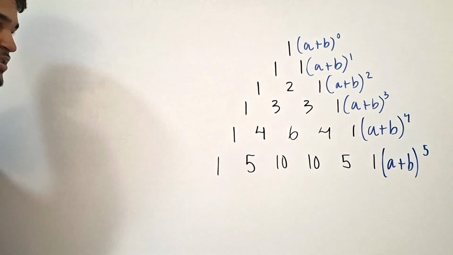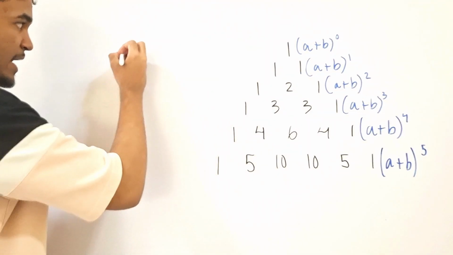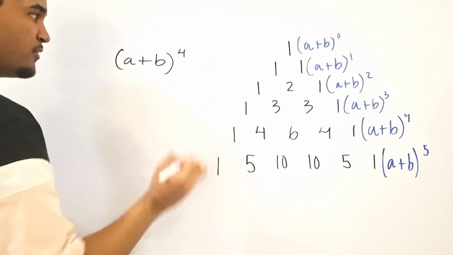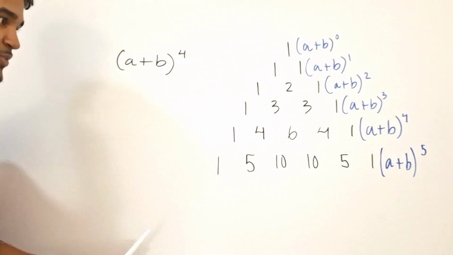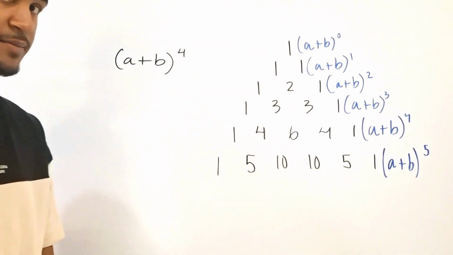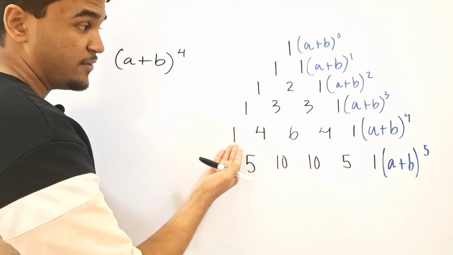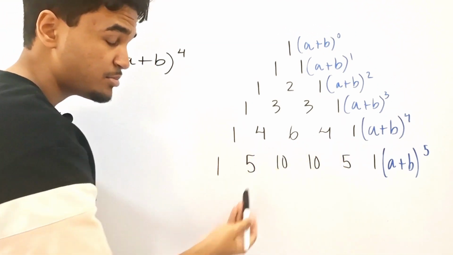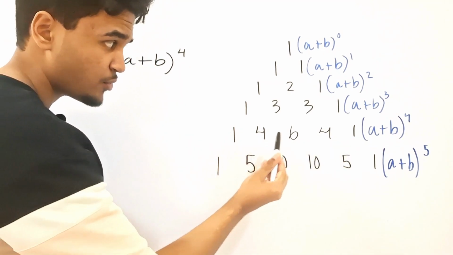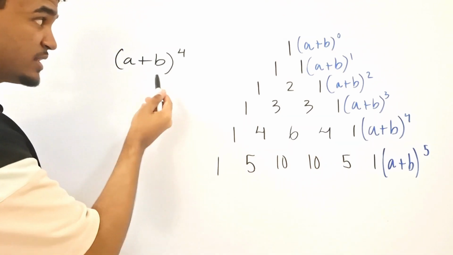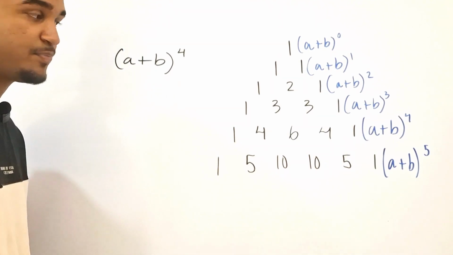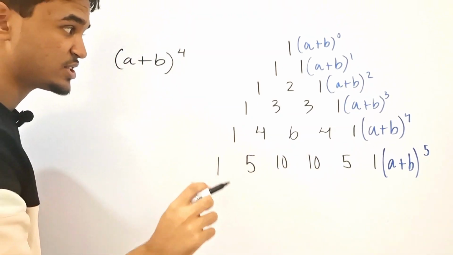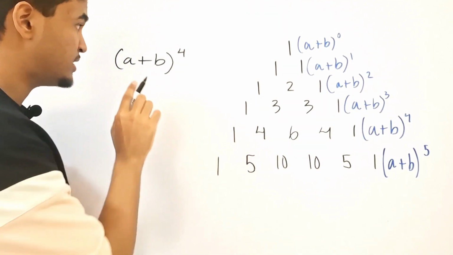Let's say we want to expand (a + b) to the power of 4. As you can see here, this is the row that we're going to be using. Now, you may be asking, what do these numbers actually mean? What do 1, 4, 6, 4, 1 have to do with expanding this expression? Let me tell you that these numbers are actually the coefficients of each term in this expression.